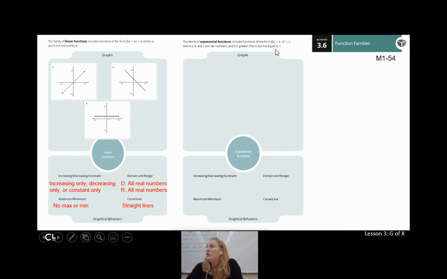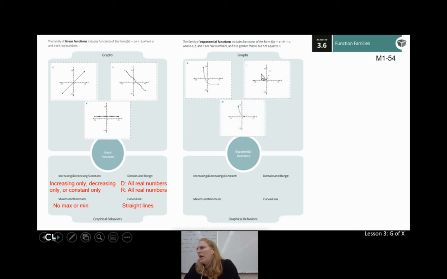For my exponential functions, that was our f of x equals a times b to the x plus c. Those were G, I, and M. These are the ones that we decided were our exponential functions. I've got two that are decreasing and one that's increasing. So increasing only or decreasing only. These are never constant. There's no such thing as a constant exponential function. If it's constant, it's not an exponential function.